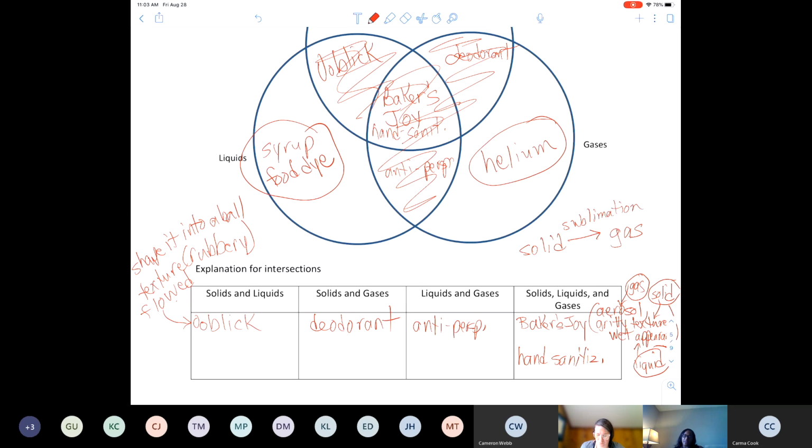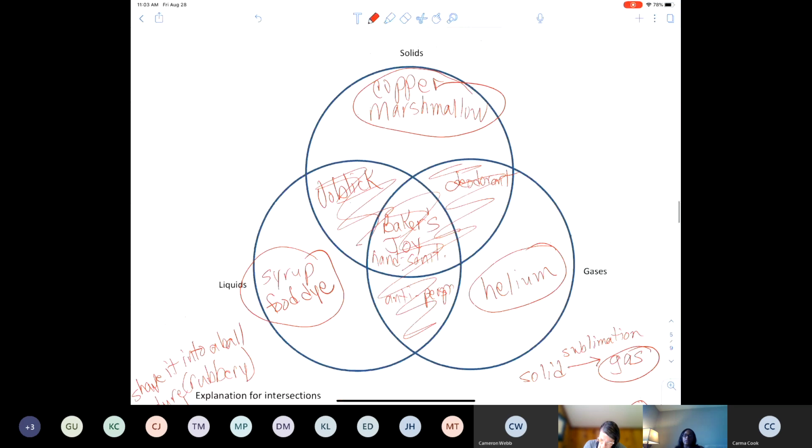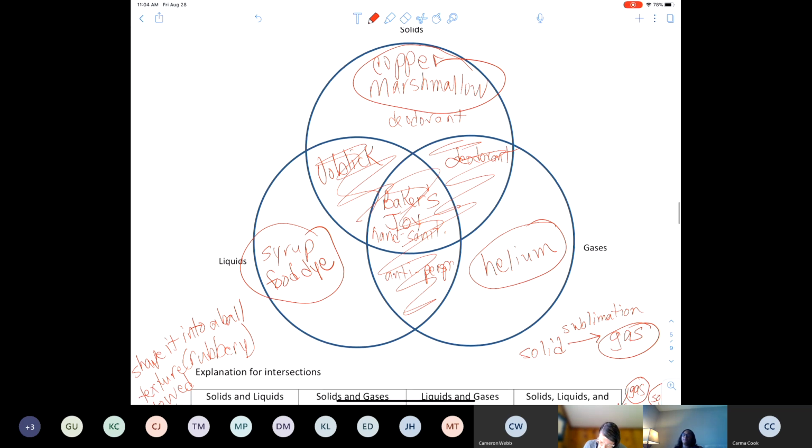So a little bit of that deodorant evaporating and turning into a gas gives it some gas-like properties. But if you feel that it should go exclusively in the solid category, I'm not going to count that against you. So the deodorant could either be exclusively in the solid or in the solid gas intersection. I'll accept either answer, okay?